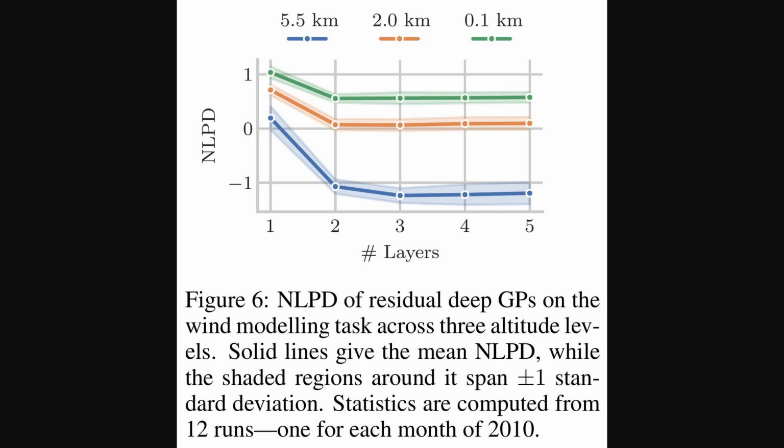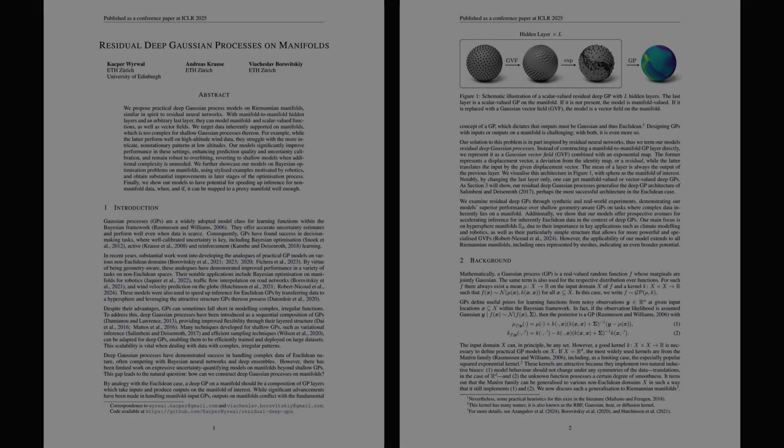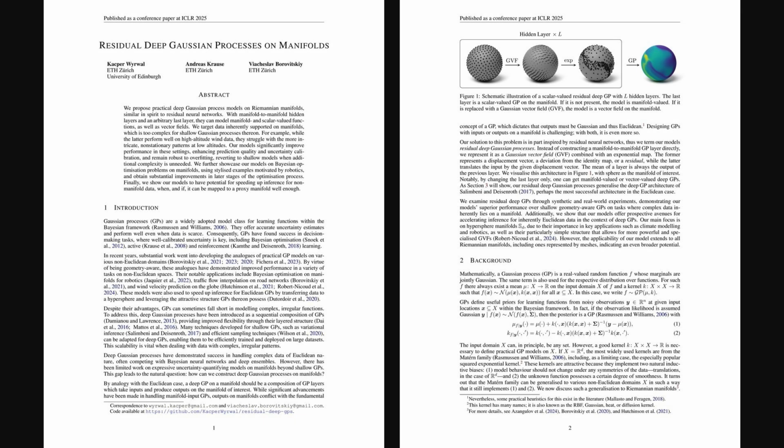Okay, building on the wind modeling application, this plot digs deeper into that performance. It shows the negative log predictive density, again, lower is better, versus the number of layers in the model. We see this for 3 different altitudes. Alright, adding layers, particularly going from 1 to 2 or 3, significantly improves the predictions, lowering the NLPD. This benefit is especially noticeable at the lowest altitude, 0.1 kilometers, suggesting the deep model excels with more complex wind patterns.